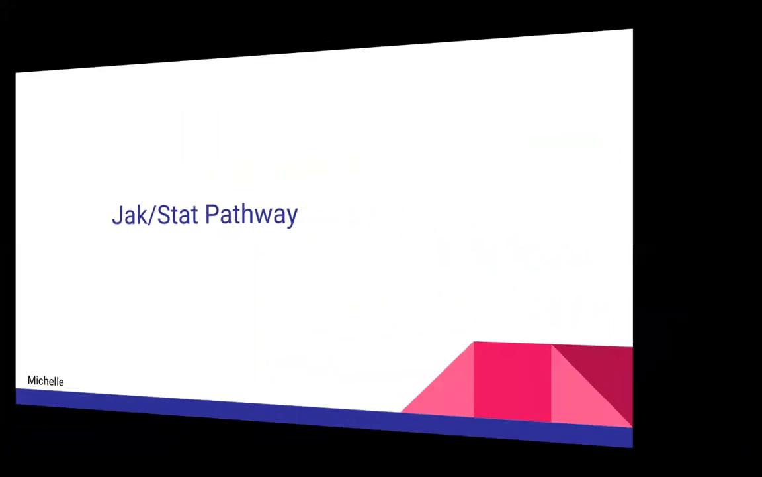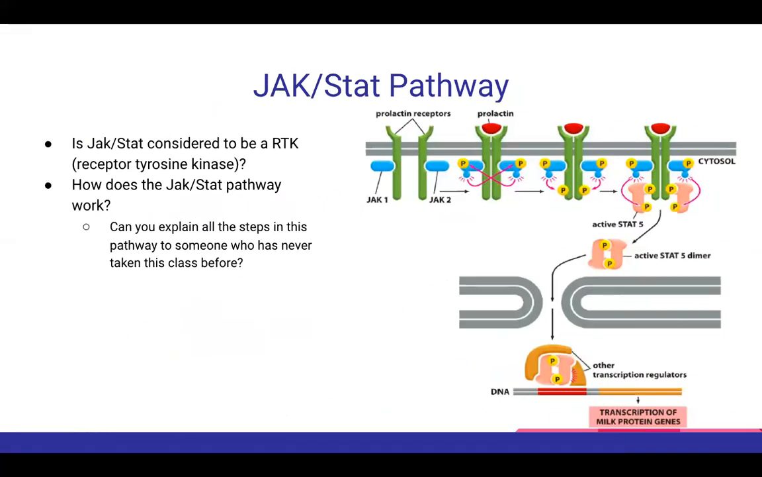This one is called the JAK-STAT pathway. The main ideas, or main questions I should say, for this pathway are: is the JAK-STAT pathway considered to be an RTK, receptor tyrosine kinase? How does the JAK-STAT pathway work? And can you explain this pathway to someone who's never taken the class before?